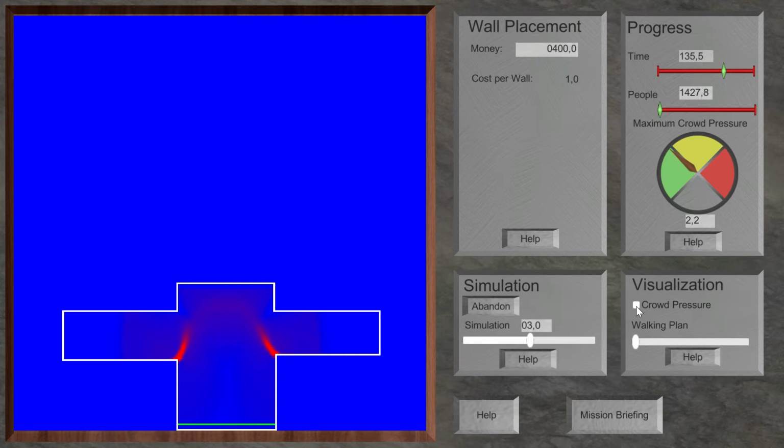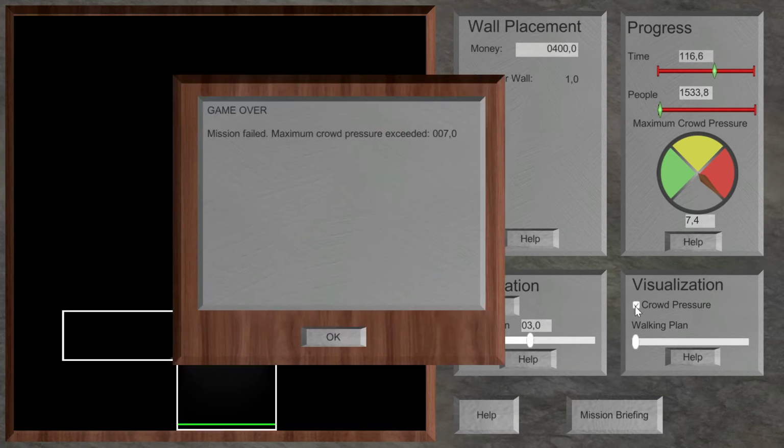A couple of seconds later, we have a second stream of people coming in from the top that adds up to the people that already came from the side. And then we lose the scenario because of maximum crowd pressure. Maximum crowd pressure here is the combination of the density of people and the variation in space of the walking velocity, which basically correlates to the probability that people fall, trample over each other and die.